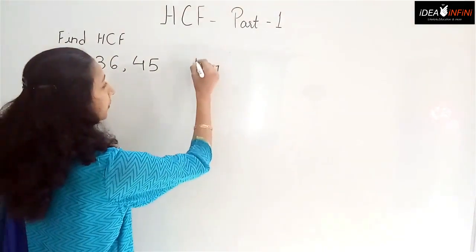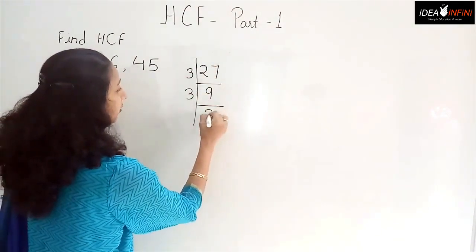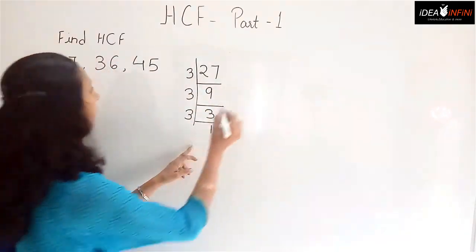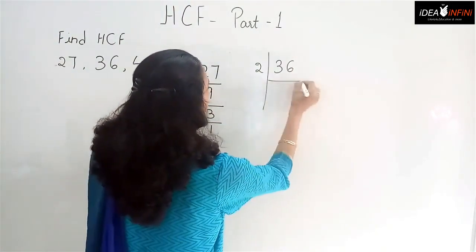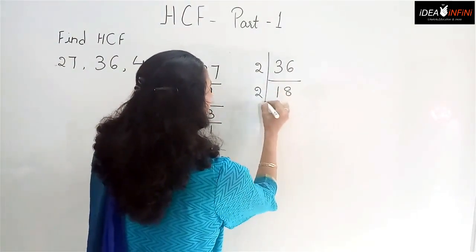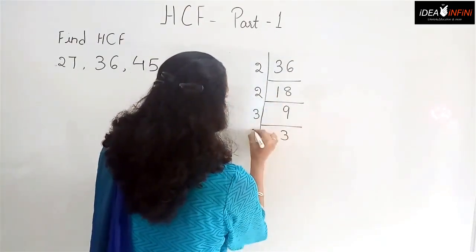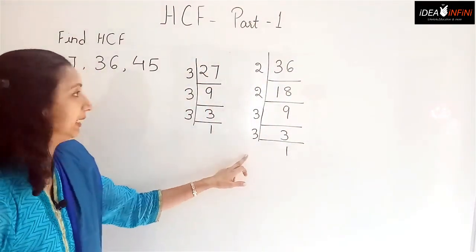We find out the factors for 27. 3 9s are 27. 3 and then 3. Then again 3 is a prime number, so there are no other factors for 3. 36 is divisible by 2 to 18. Then again it follows the same pattern. 3 and then 3 once again. This is how we find out the factors of 36.